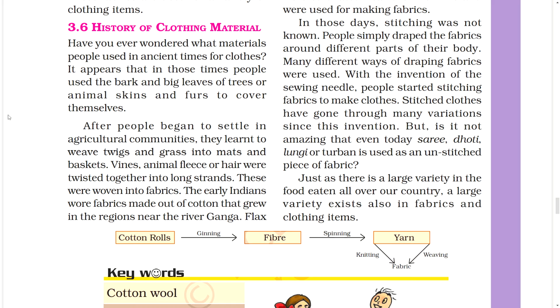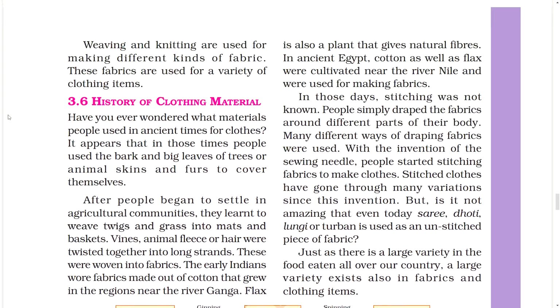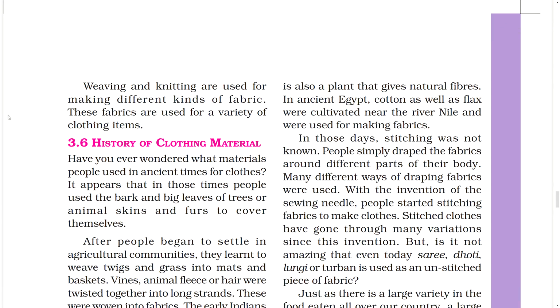Vines, animal fleece, or hair were twisted together into long strands. These were woven into fabrics. The early Indians wore fabrics made out of cotton that grew in the regions near the river Ganga. Flax is also a plant that gives natural fibers. In ancient Egypt, cotton as well as flax were cultivated near the river Nile and were used for making fabrics.